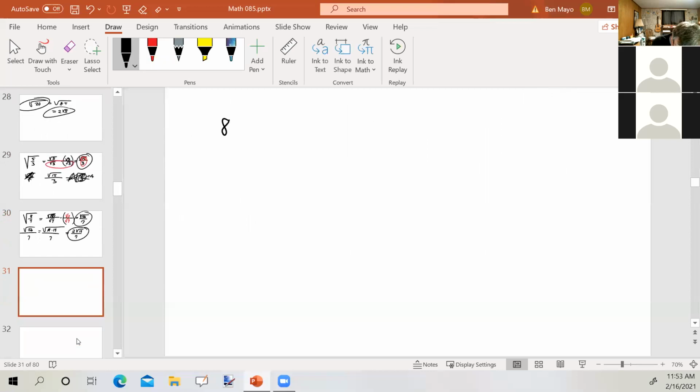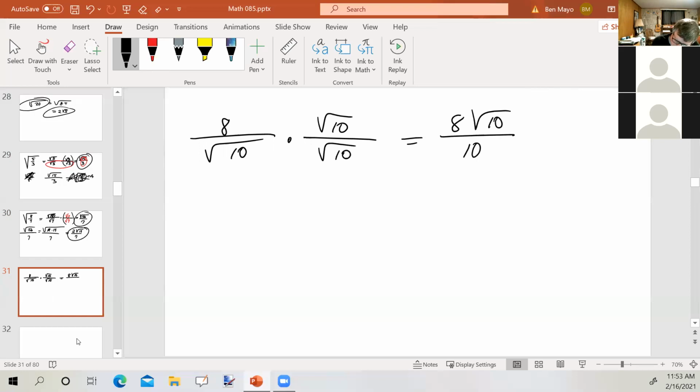Here we have 8 divided by the square root of 10. We want to rationalize the denominator, so we're going to multiply by the square root of 10 over the square root of 10. That gets me 8 square roots of 10 in the numerator and 10 in the denominator, because the square root of 10 times the square root of 10 is 10.